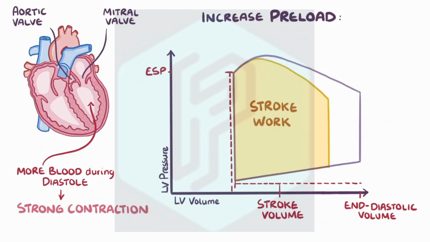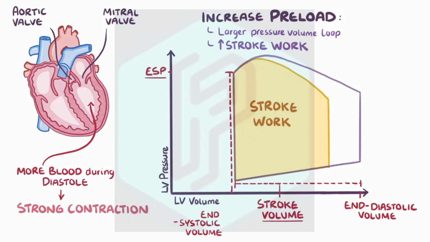there's going to be a larger than normal stroke volume. And then the end systolic pressure and volume end up being about the same as what they were before. So overall, an increased preload leads to a larger pressure volume loop, and that means increased stroke work.